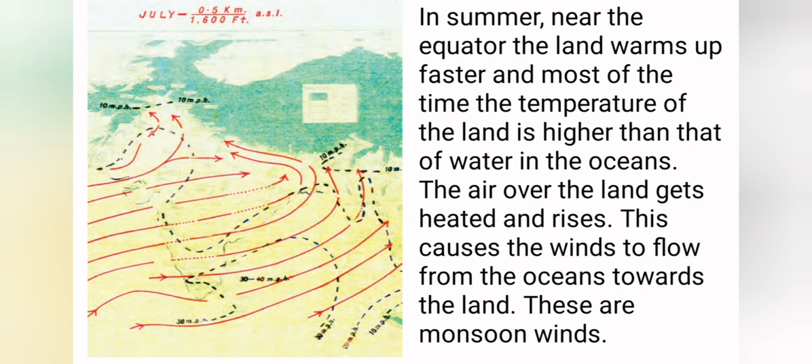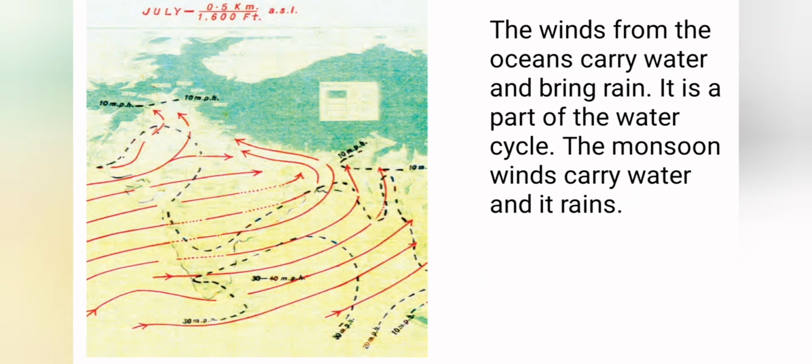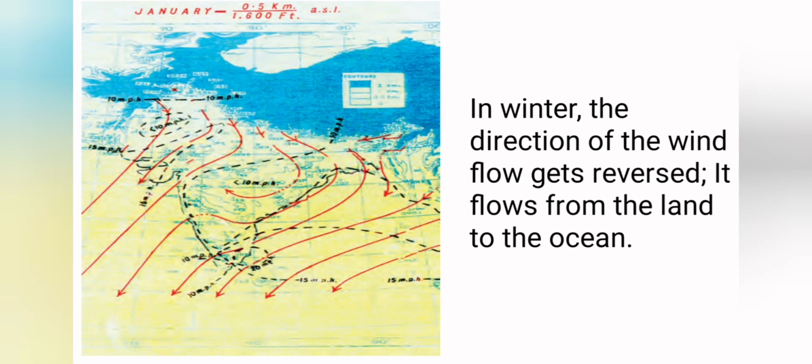These are monsoon winds. So now these winds from the oceans carry water and bring rain. It is a part of the water cycle. The monsoon winds carry water and it rains. But students, in winter, the direction will change. The direction of the wind flow gets reversed. It flows from the land to the ocean.